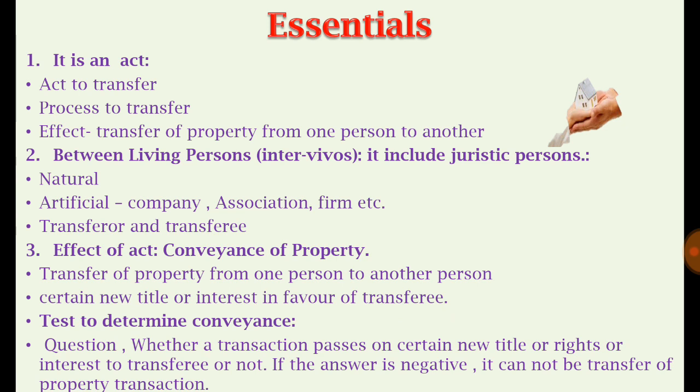So the effect is the transfer of property from one person to another, and it creates a new title, new interest in favor of the transferee. For example, in a sale, the seller transfers his property to the buyer, and the buyer pays him the consideration. As soon as the transaction is completed, the buyer becomes the owner of that property and the seller loses it. It means the interest is created in the property in favor of the buyer. So conveyance is the process by which property rights are transferred from one person to another.